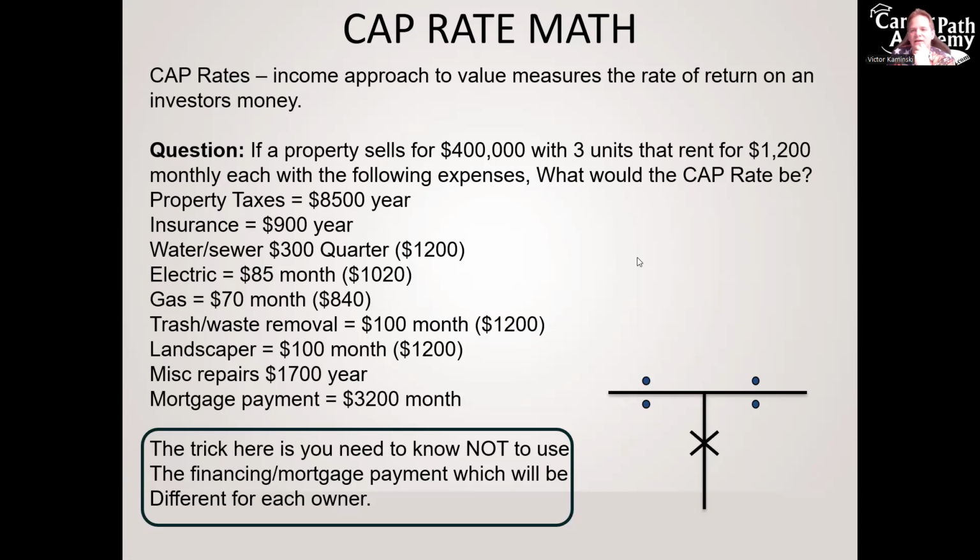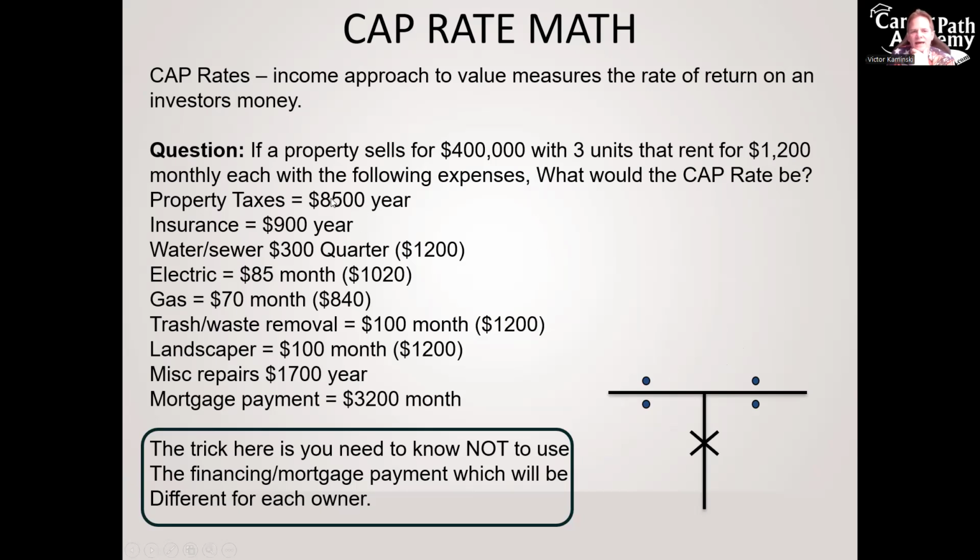How do we calculate the annual income? Multiplied by 12. Yeah. So 3 times 1,200 to figure out the monthly, because there's 3 units renting for $1,200 a month each. That's 3,600. And then you times that by 12. But you have to put the net income here. So that's the gross income.